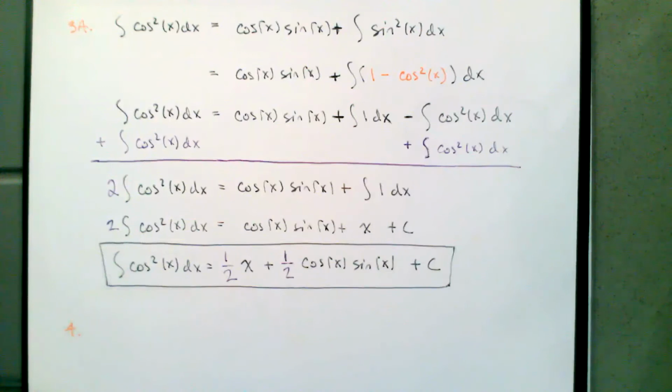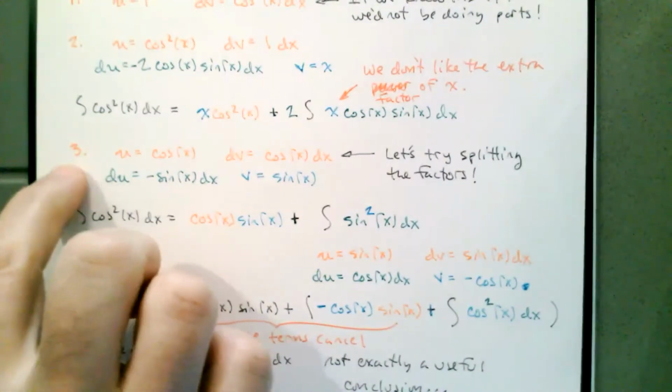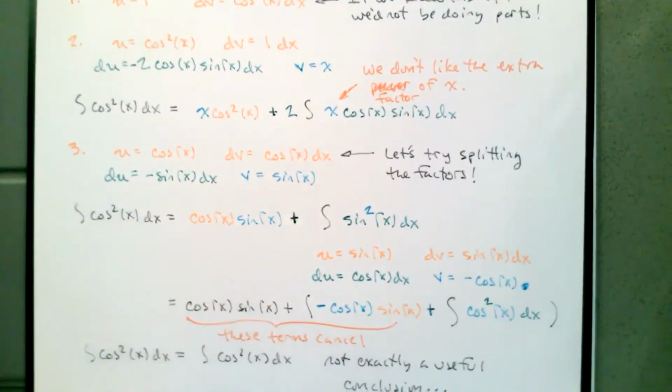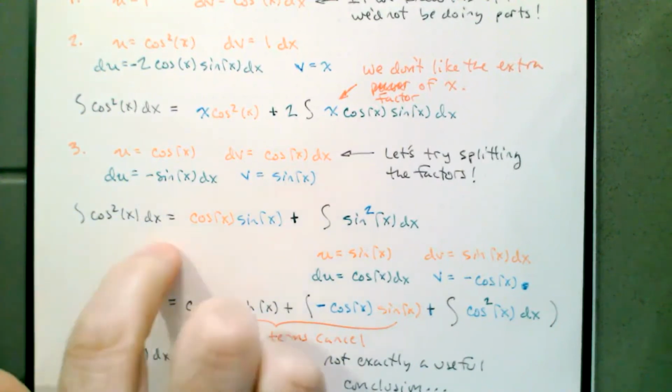Professor Rich, you don't mind if I have a question? On this example, where on the top, cosine squared x dx, how do you get to cosine x on the right with sine x? That was from here. That's where we split the factors. U is cosine, dv is cosine. And so here we are doing that.